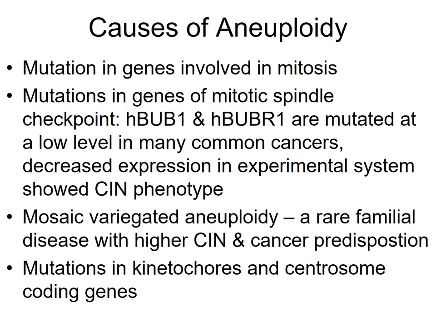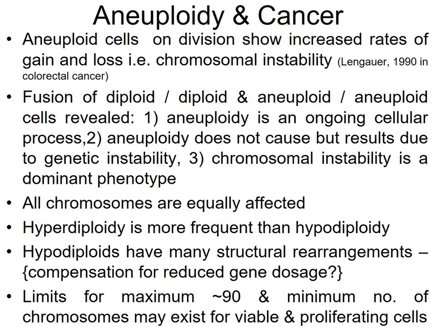So aneuploidy, rather abnormal chromosome number, arises due to abnormal mitosis. Mutations in genes which play a role in forming the mitotic spindle and its function are known to play a role in causing aneuploidy. So this is also a scenario where there is abnormal chromosome number, which can contribute to cancer predisposition. Secondly, when aneuploid cells divide, if they are able to divide and if they do not die out, then chromosomal instability is found, meaning the numbers are not normal.